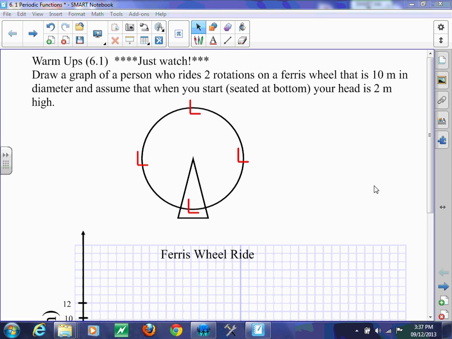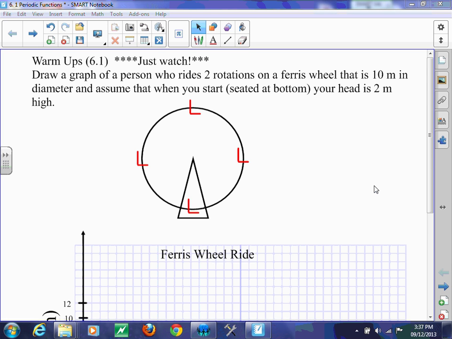Welcome to lesson 6.1, periodic functions. This is the start of our sinusoidal functions unit, and it's our second last unit in the course. For the warm-up today, I just want you to watch. You don't necessarily need to do this. We'll just do this together as an explanation to start to explain periodic functions.